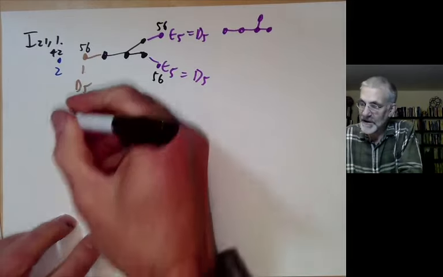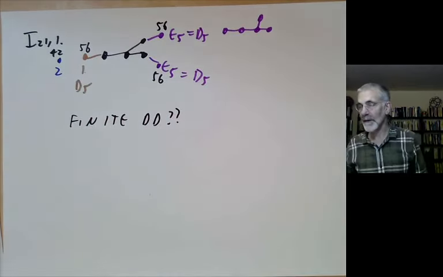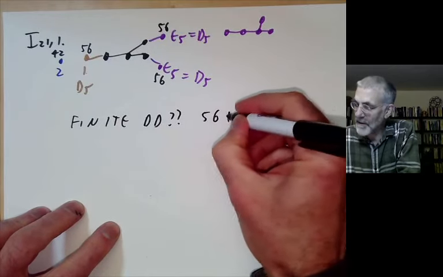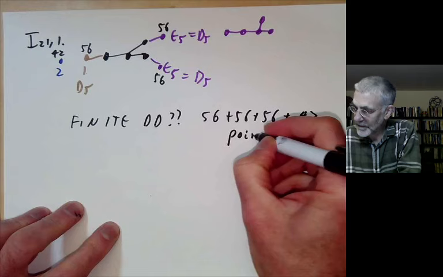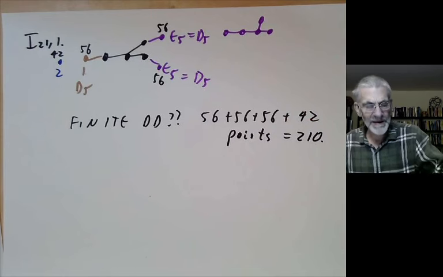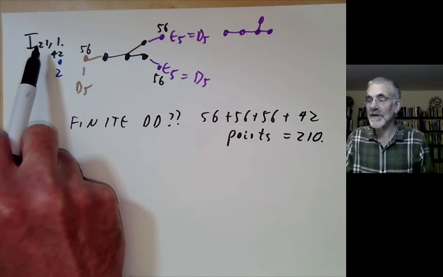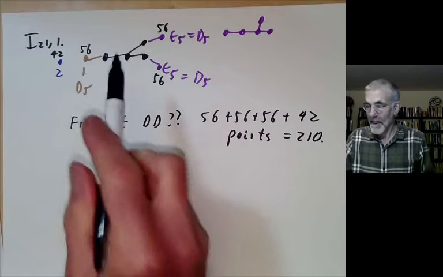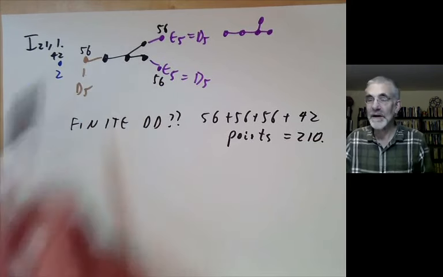So this seems to be a prediction that we should get a finite Dynkin diagram with 56 plus 56 plus 56 plus 42 points. Comes out to 210. So we seem at first sight to have a contradiction. So Vinberg's algorithm is saying that the Dynkin diagram of this lattice is infinite, but here we seem to have an argument saying that the Dynkin diagram of the complement of this D4 is finite.